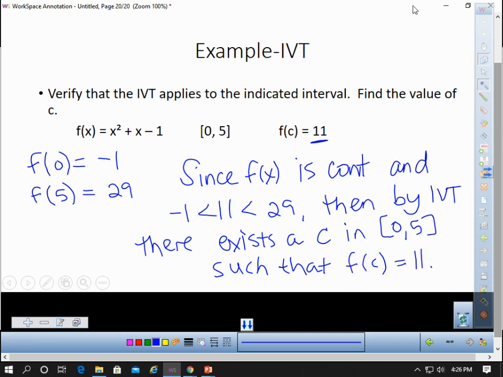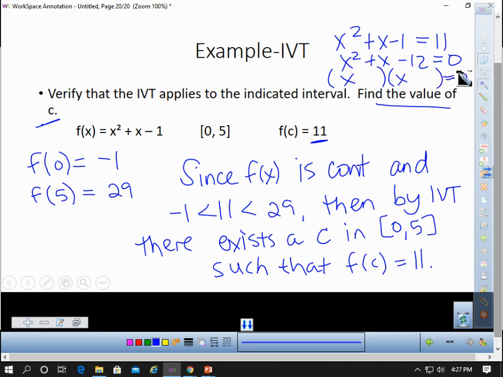All right. Now, this also says find the value of c. Well, the way you're going to find the value of c is you're just going to set this function equal to 11. So if I did x squared plus x minus 1 equals 11, then that would give me x squared plus x, and then I subtract 11 gives me minus 12, and then I factor, so that's 4 and 3, and it'll be more positive, so positive and negative. So my two solutions are -4 and +3. And notice +3 falls within the interval. So there's the answer that we were guaranteed by IVT.